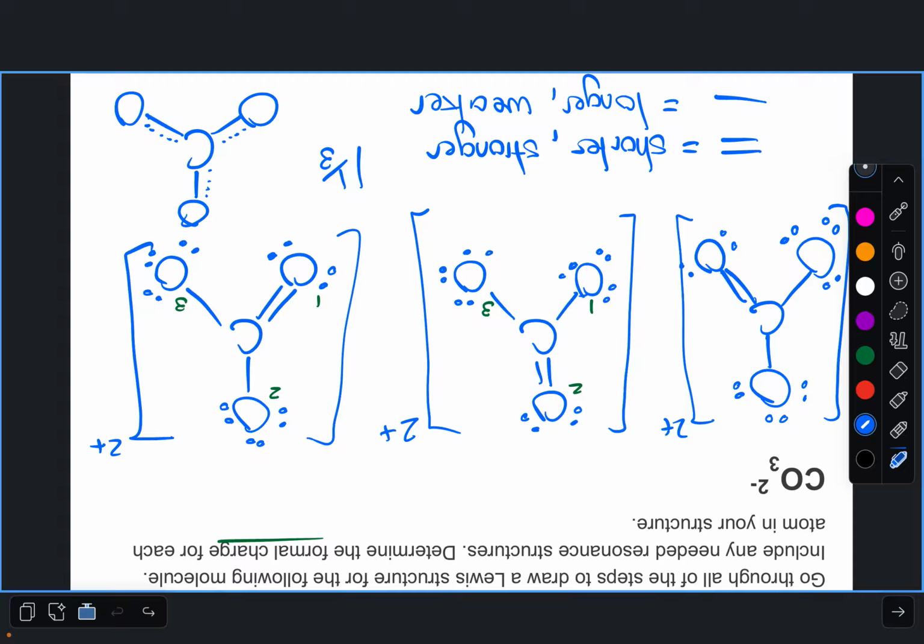Okay, so how do we draw it then to represent it? Well, unfortunately, we have to draw all 3 versions, and we use these little double arrows to indicate that it's all 3 of them all at once. So it's almost like an average of all 3 of those structures.